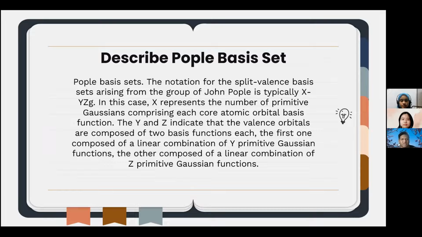So how do we describe the Pople basis set? The notation for the split valence basis set arising from the group of John Pople is typically X-Y-Z G. In this case, X represents the number of primitive Gaussians comprising each core atomic orbital basis function. The Y and Z indicate that the valence orbitals are composed of two basis functions each. The first is composed of a linear combination of Y primitive Gaussian functions, and the other is composed of a linear combination of Z primitive Gaussian functions.